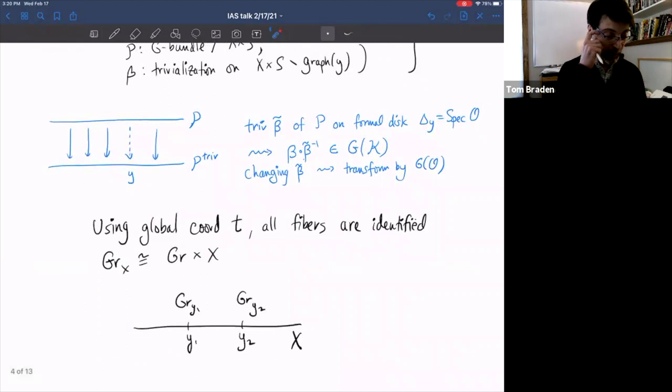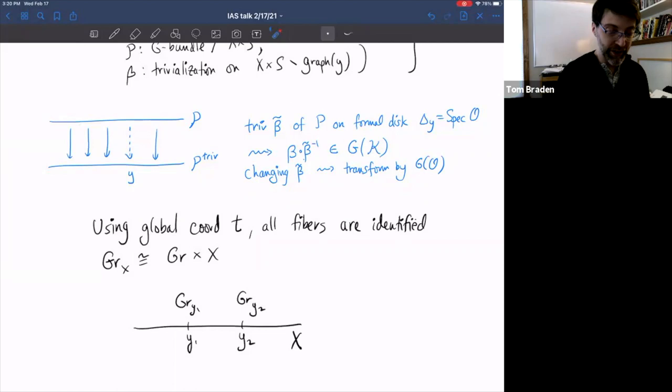Okay, so the basic picture is, again, you have this principal bundle and the trivial principal bundle, and you're choosing an identification of one with the other, but it's allowed to be, it's not defined at your chosen point Y.